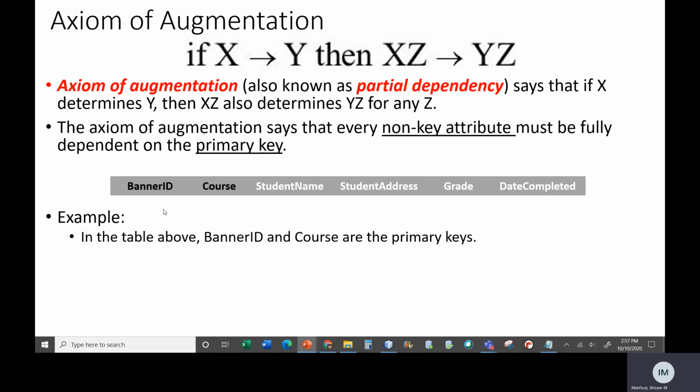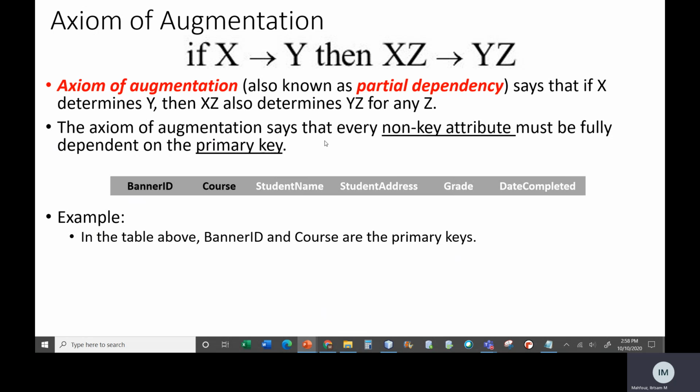If I know, for example, that the banner ID determines the student name, address, and grade for a specific course. So let's look at this table. This table is storing the banner ID of a student, their name and their address. And then it's also storing each course they took, the grade they got, and when they completed the course.